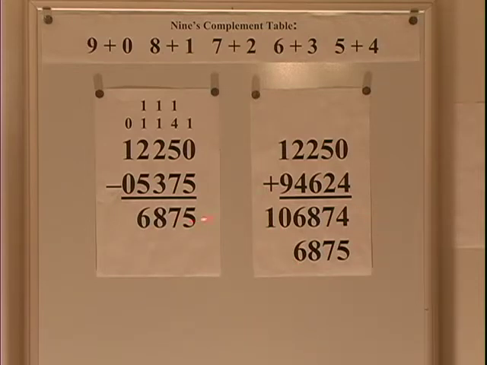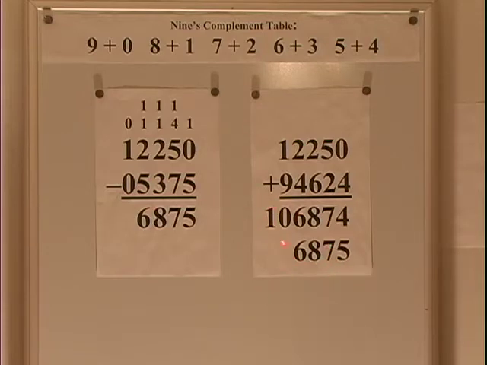Now we notice something about this difference, 6,875. These 4 digits are almost equal to it. So the last step in the 9's complement procedure is to take this leftmost digit 1 and add it to the rightmost digit, 4 in this case, and I get 6,875. I get the correct difference.